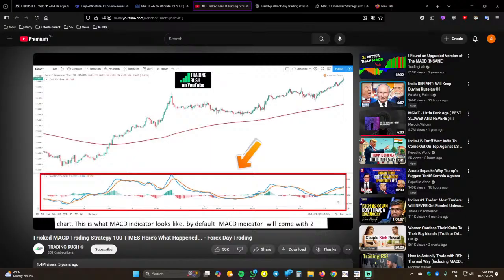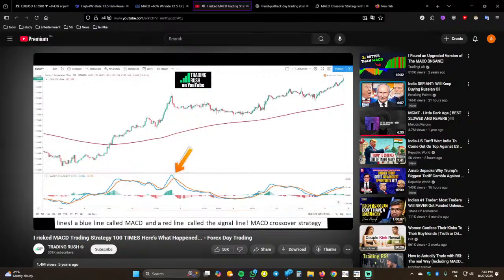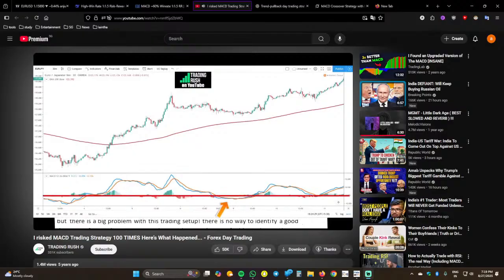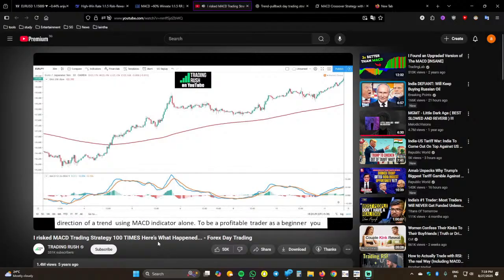By default, MACD indicator will come with two lines, a blue line called MACD, and a red line, called the signal line. MACD crossover strategy is simple. Once the MACD line crosses above the signal line, it is considered as a buy signal. Furthermore, you should only take buy signals that are way below the zero line of the histogram. But there is a big problem with this trading setup. There is no way to identify a good direction of a trend using MACD indicator alone.